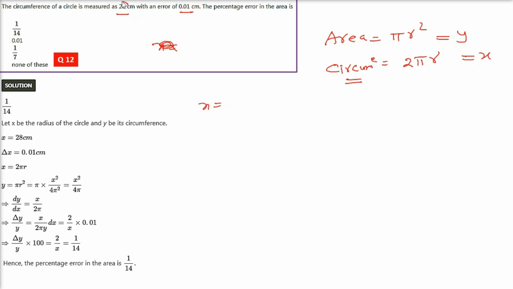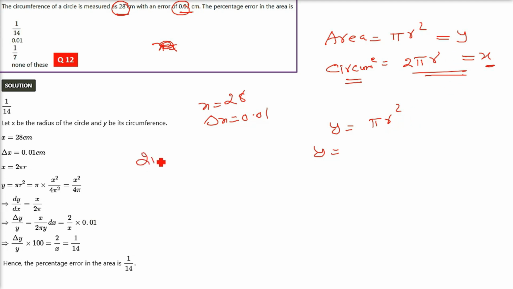x is 28. What is delta x? I am talking about circumference. Circumference error is 0.01. Actual circumference 28. So y is pi r square. Now let us write y in terms of x. That is the key. What is the key? We have to eliminate this r and write it in terms of circumference.